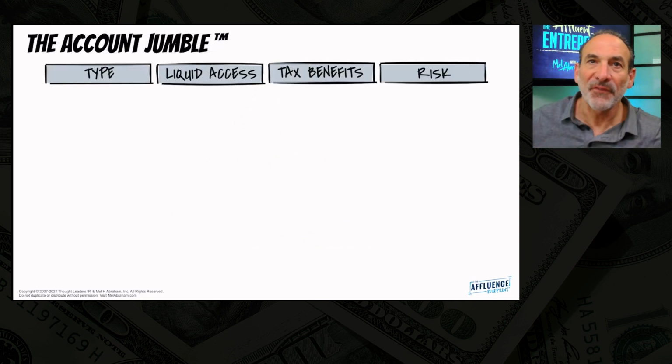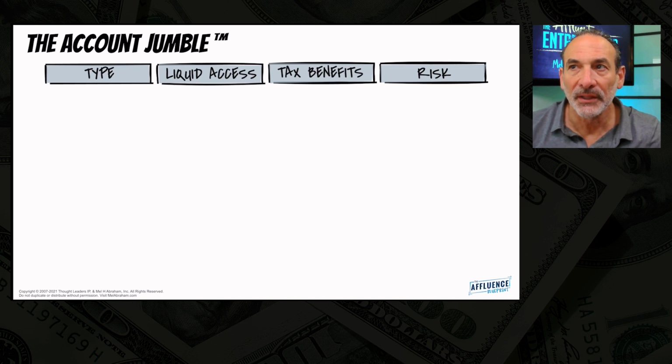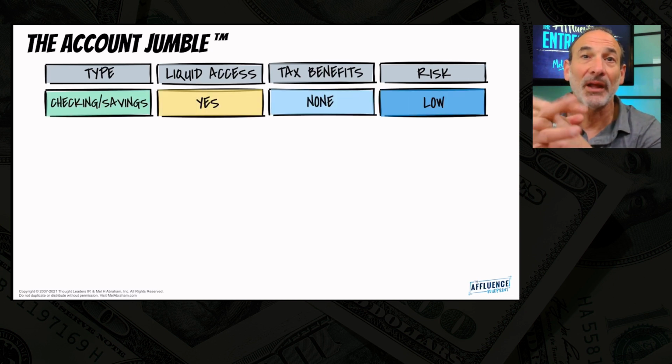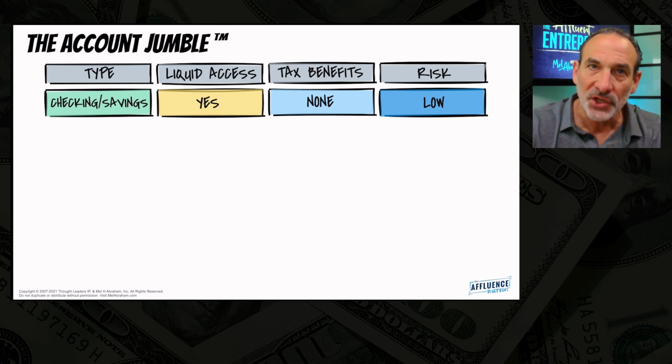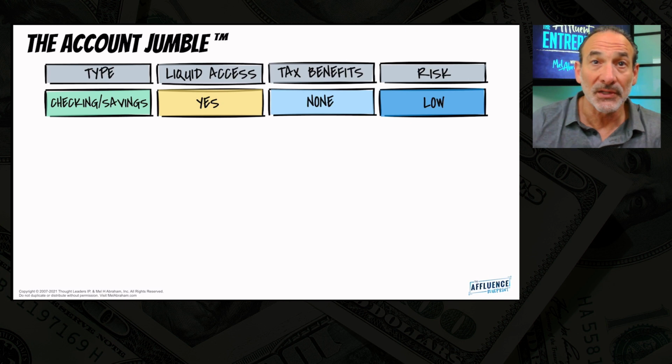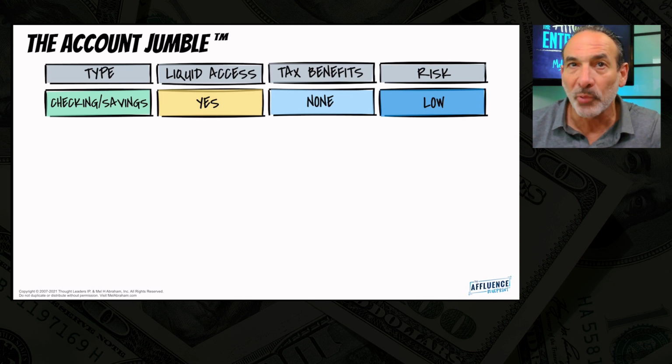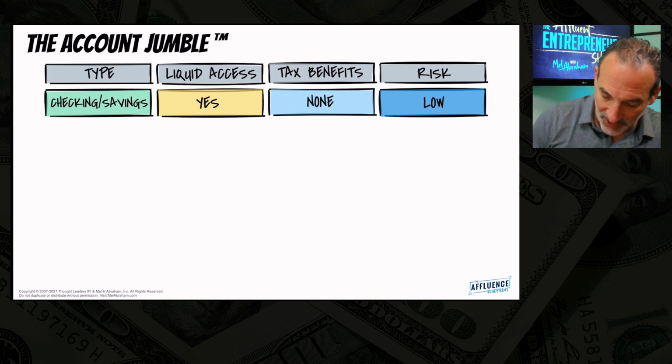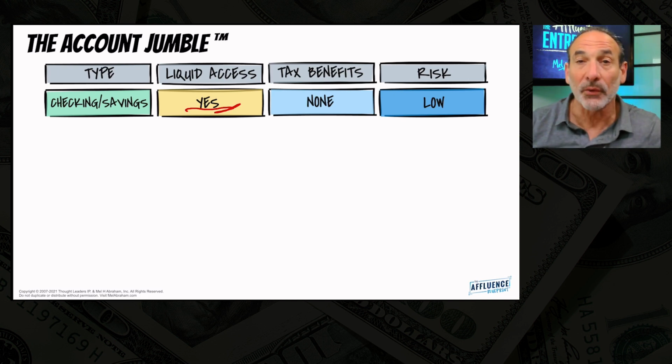So the first account that we're going to talk about is something that we all are used to, checking or savings account. This is your traditional bank checking or savings account. It is liquid. We can get at the money. I'm writing checks on it every day. I'm pulling money out every day. So I have no problems getting at the money. Okay, so it's fully liquid.